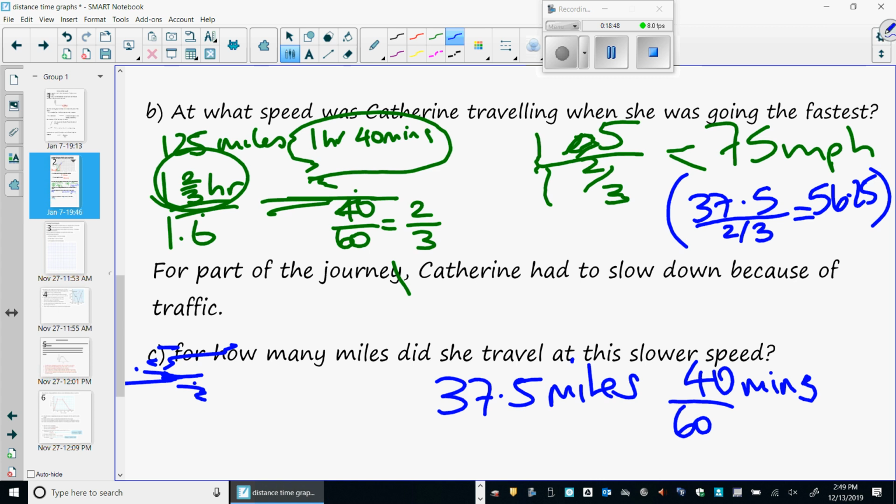Now, the important thing here though is that they did say at what speed was Catherine travelling at, so you need to find the speed no matter what. Okay, so once you've established which one's steeper, you do need to find the speed, so in our case it's 75 miles per hour.